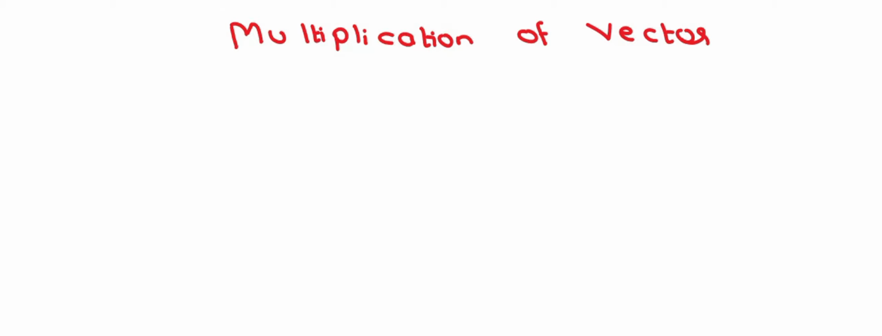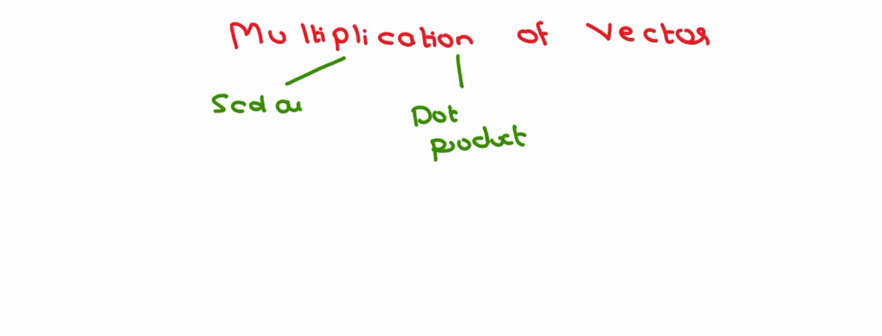Hey there. In this video, we are going to talk about the multiplication of a vector. The multiplication of a vector is classified into three groups. One is multiplication of a vector by a scalar. Another one is the dot product multiplication. And the last one is the cross product multiplication. So, let's discuss one by one.